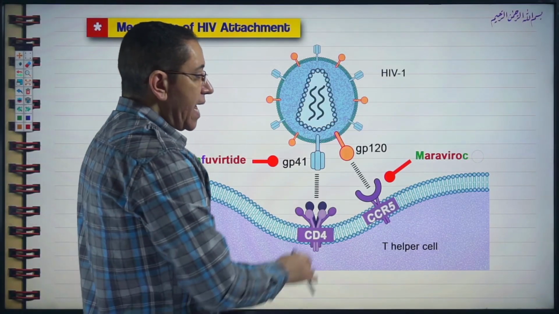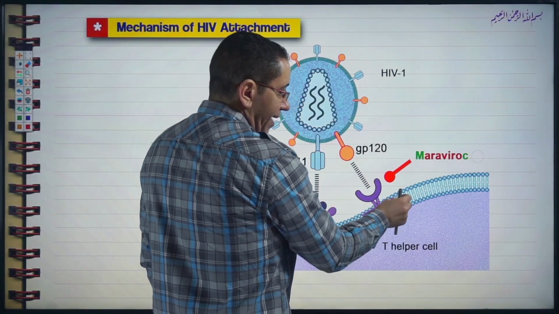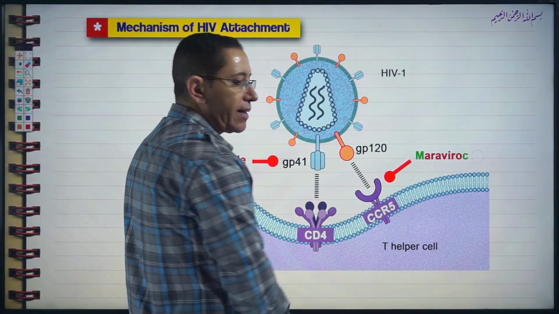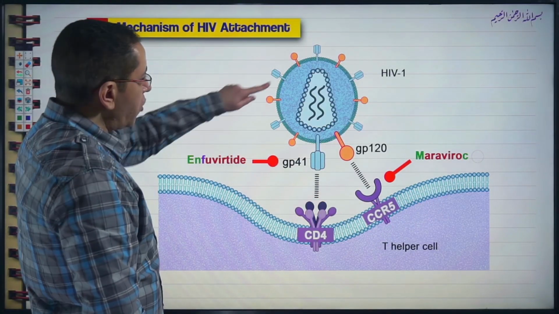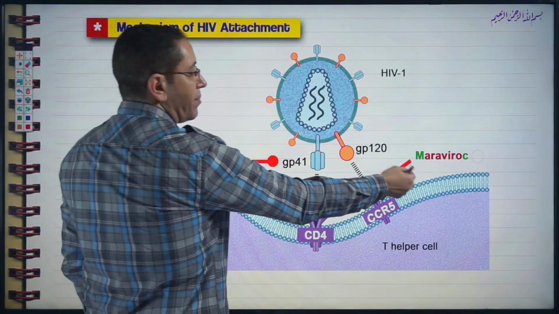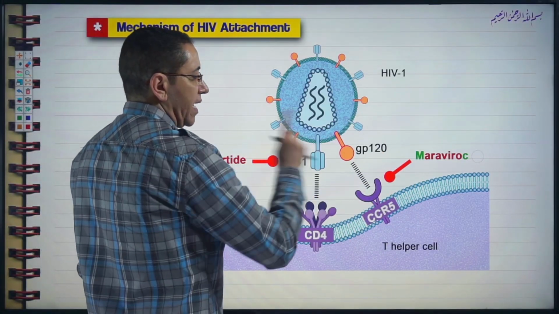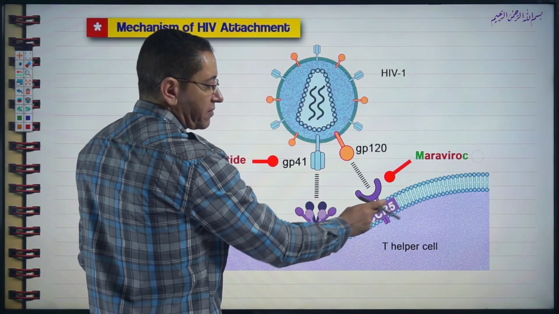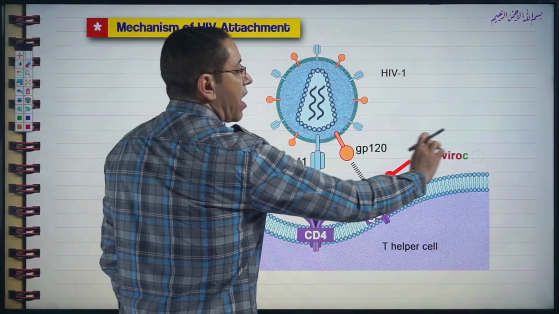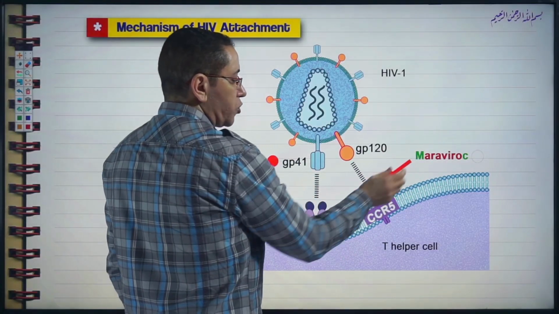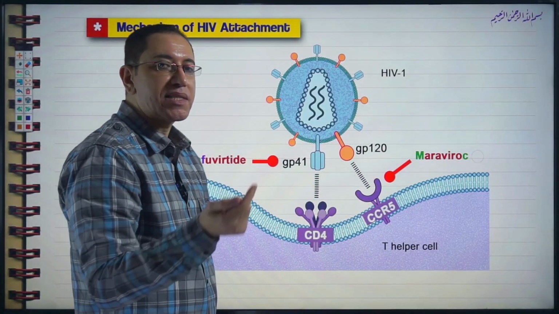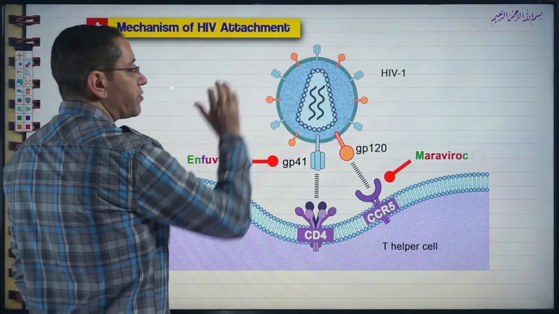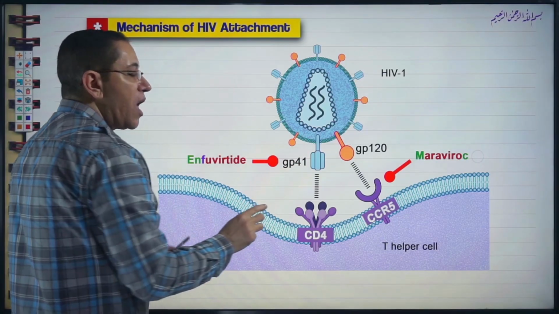Where does the name come from? This M should remind you that this drug attaches to the membrane of the T helper cell. So the one that starts with N attaches to the envelope of the virus, and the one that begins with M attaches to the membrane of the T helper cell. And the letter C at the end will remind you of the name CCR5. There are two C here to remind you of the Maraviroc. So the Maraviroc attaches to the co-receptor that's called CCR5 on the surface of the cell that's called T helper, while Enfuvirtide attaches to the virus itself, to its glycoprotein number 41.